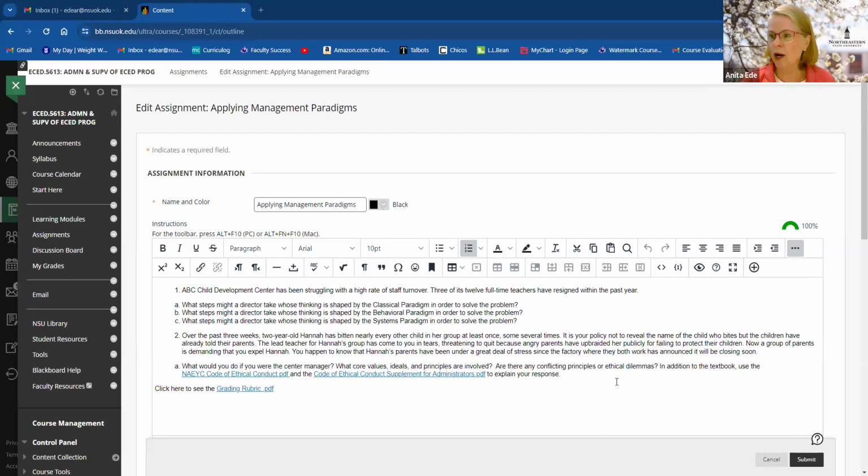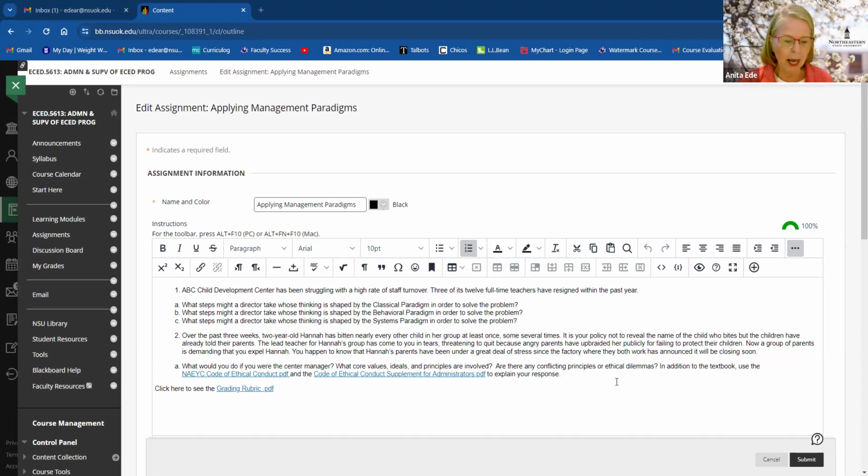These are well described in chapter 3 of your textbook. I'd like you to explain how you would go about solving this issue based on each one of these paradigms, because your solution to the issue would be completely different for the three.